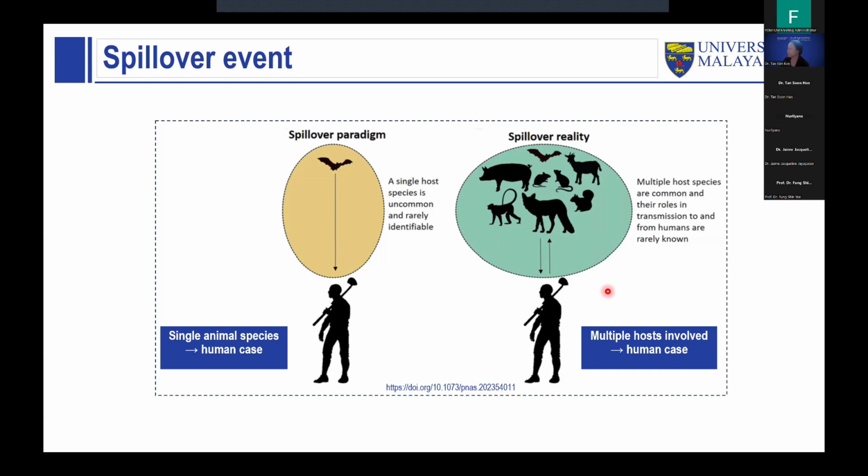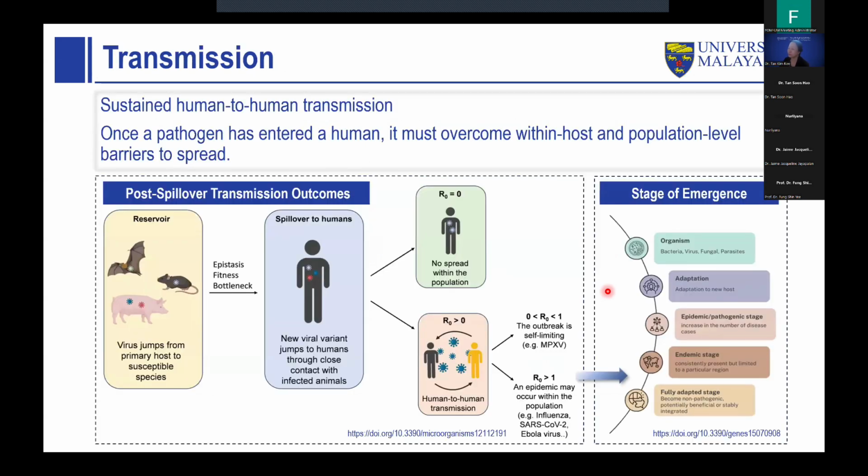Furthermore, multiple hosts can carry different viruses, and a host can carry multiple viruses. So that actually makes the identification of these spillover events more and more challenging. After the pathogen has its first infection in humans, in order to sustain the infection in the human population, the pathogen has to be able to gain what we call transmission fitness. It must be able to overcome the within-host and then the population-level barrier in order to spread.